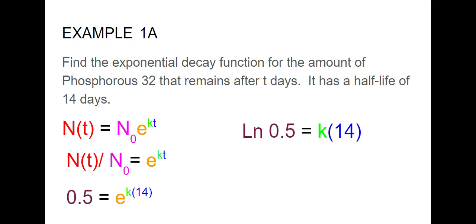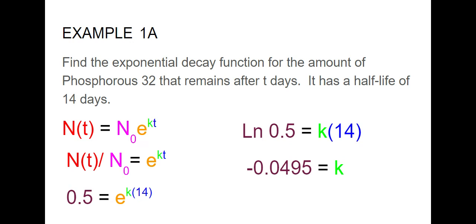And then using our calculator, we can find out what the natural log of a half is, and then we can divide by 14, and we get a negative 0.0495. Okay. Should we be surprised that it's a negative? No, that's what we just talked about, right? It's a decay. Okay.